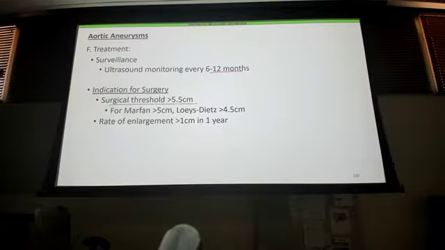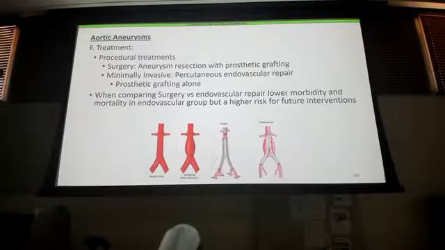And usually in a normal patient, once that gets above 5.5 centimeters, then we are doing surgery. If they have Marfan's, because of the higher risk of rupture, if they have greater than 5 centimeters, they're getting surgery. If they have Loeys-Dietz, then it's greater than 4.5, just because those folks are at a much higher risk of rupture, even at a smaller dilation. The other indication for surgery is if the growth in the course of that 12-month period of time is greater than 1 centimeter, then they are getting surgery because that rapid growth puts them at high risk of rupture.